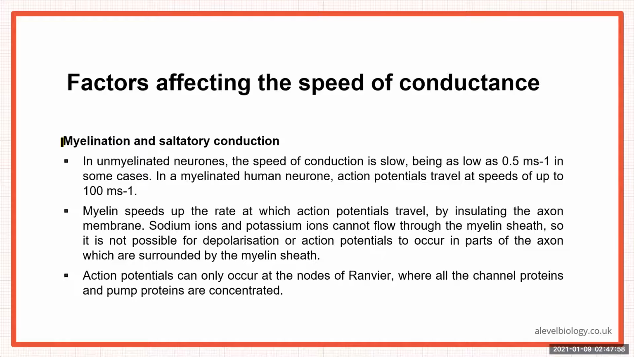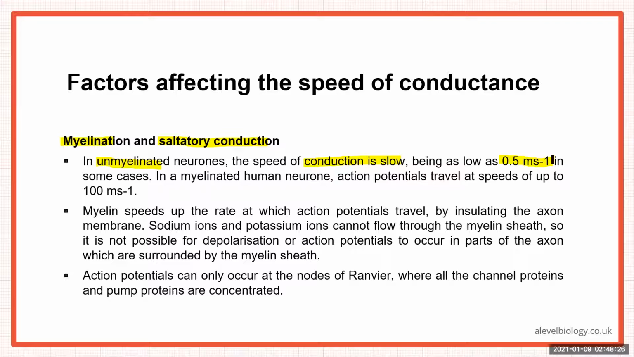Okay then, let's talk about the presence or absence of myelin. Myelination means presence of myelin, right? So, myelination and saltatory conduction. In unmyelinated neurons, the speed of conduction is slow, right? There's no myelin, so the speed of conduction would be as slow as 0.5 meters per second.